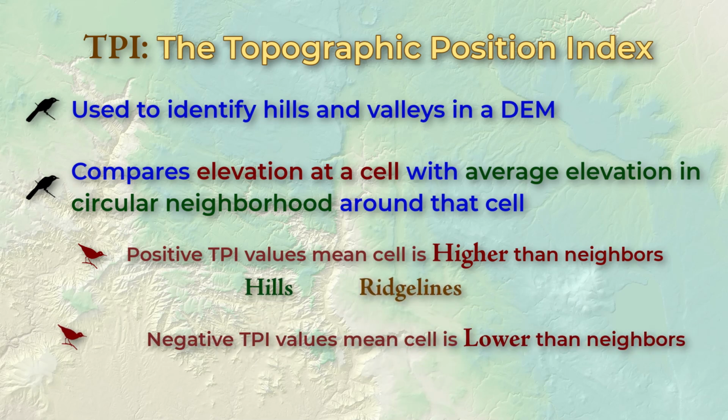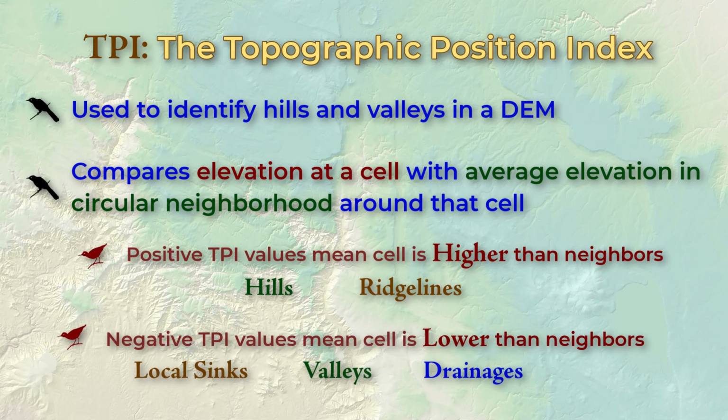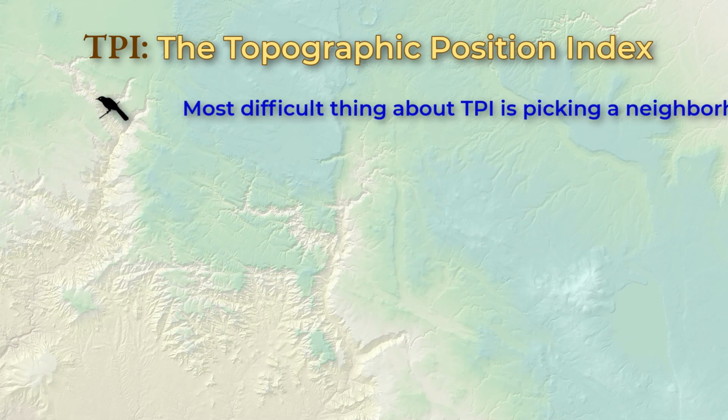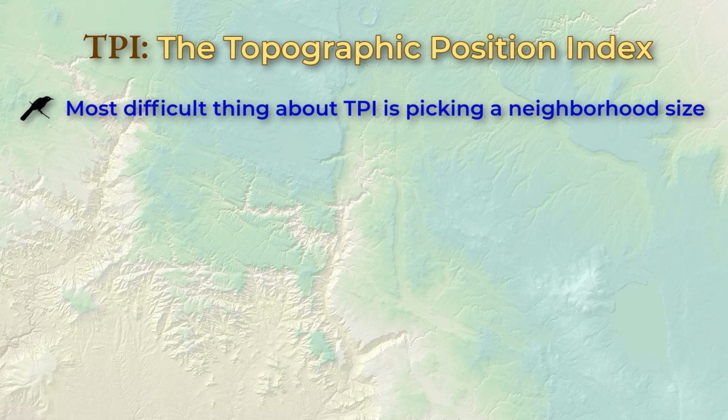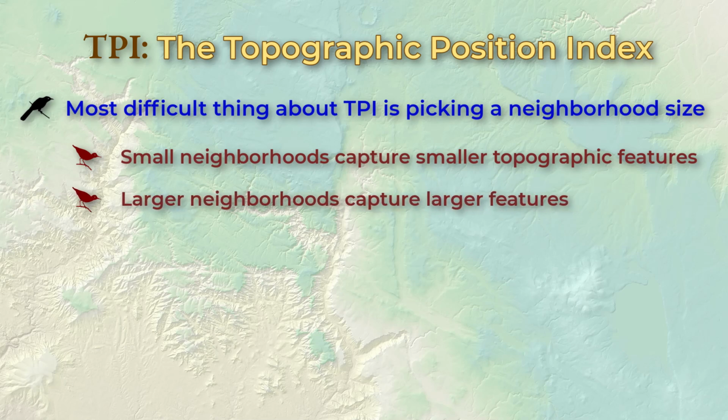A negative relative elevation means the cell is lower than its neighbors and suggests it's in a sink or in a valley. Now, calculating TPI is actually really easy, as you'll see, but it's not always easy to decide on how big a circular neighborhood you should use to compare elevations with. Should the elevation of a cell be compared with only those neighbors within 100 meters or so, or should we be looking out as far as a kilometer? It's very difficult to know what the right neighborhood size should be.